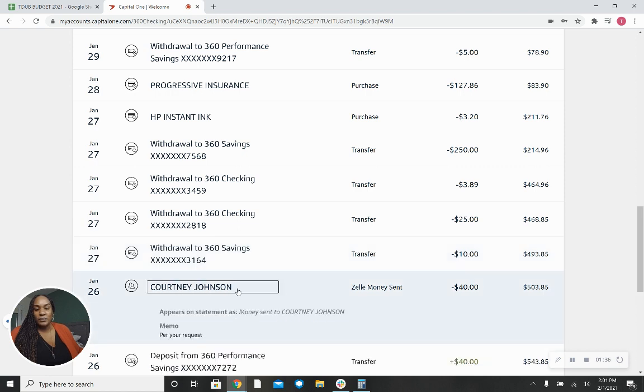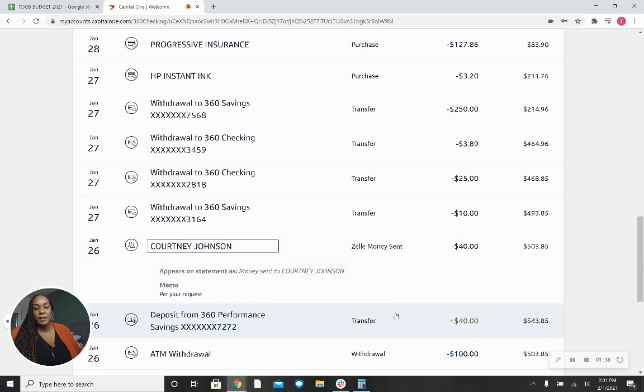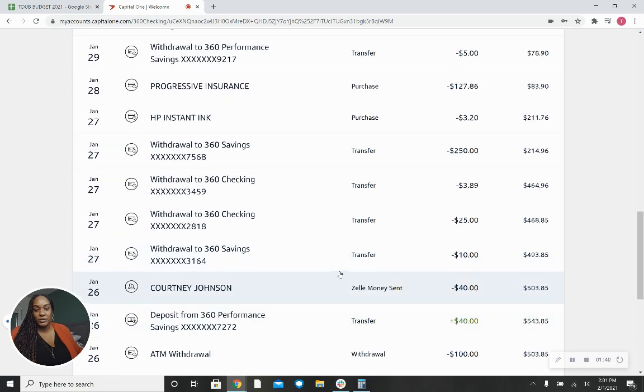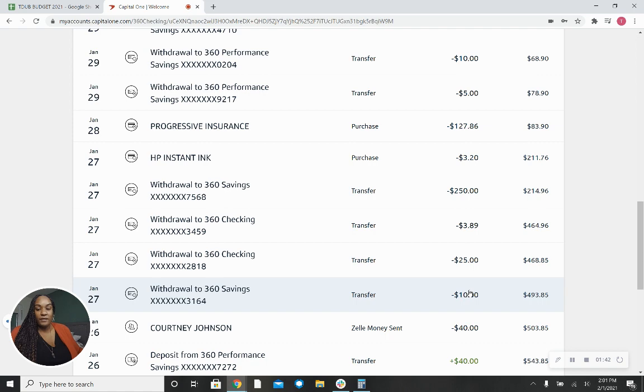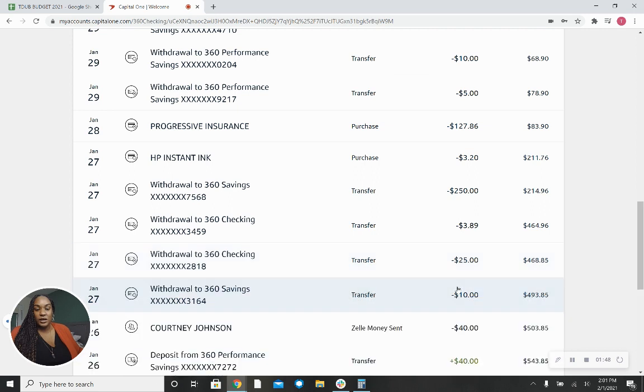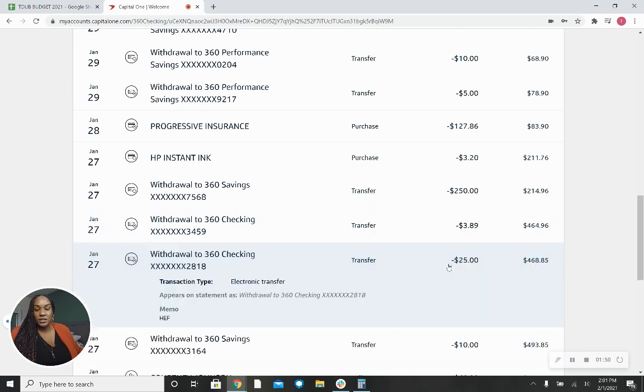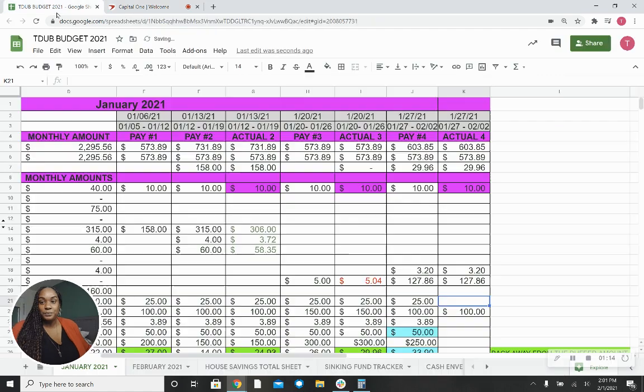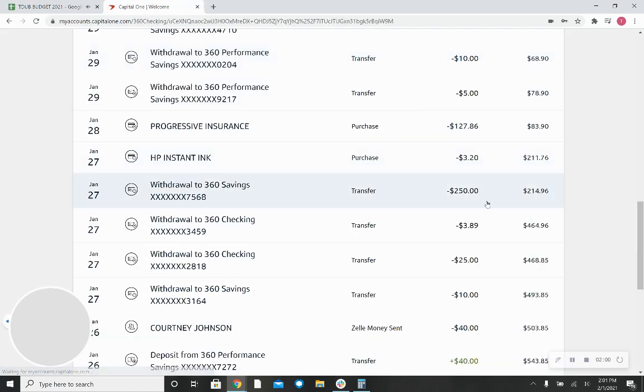And then here we are. What was that money? Per your request. Okay, so I'm sorry. He sent me money, then I sent it back. That's that first transaction. Then we have our 1025. What is this? This is giving. We move for $10. And then this is $25 for our Humble Home savings. So that also went through. $25 went through. $10 went through. We already put that. So that's fine.